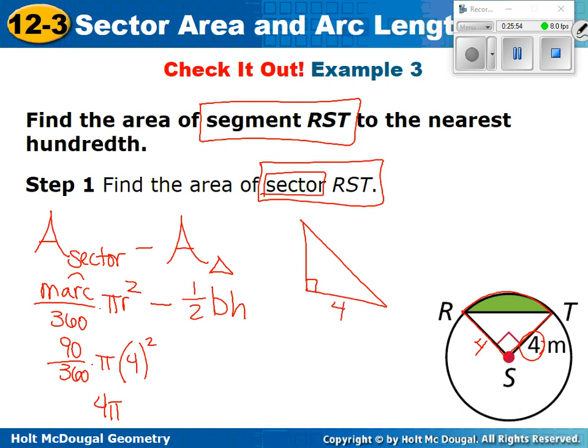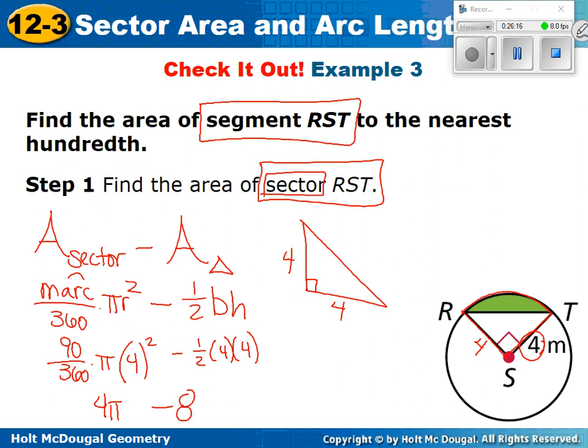So for this right triangle, it becomes easier because your base and your height are the radii of your circle, and they are both 4. And you can just do 1/2 4 times 4. Questions here for the right triangle? So we have 1/2 4 times 4. What's half of 4 times 4? Half of 16, which is 8.